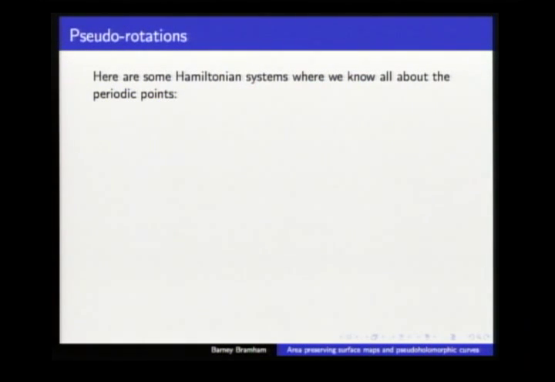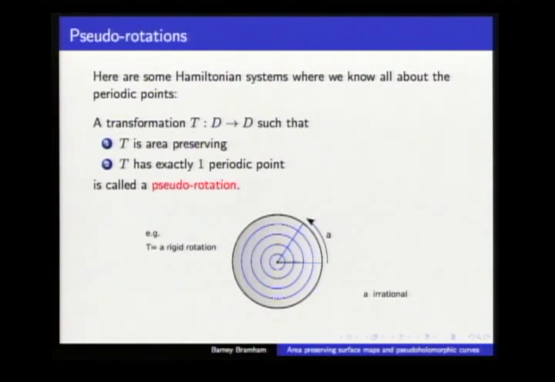So here are some Hamiltonian systems where we know all about the periodic points. But it turns out that the dynamics, unsurprisingly, is not determined by this. To what extent can you say something about the rest of the dynamical system? So here are the systems I'm talking about. If there's one definition in this talk I'd like you to try and roughly remember for the rest of the talk, this will be it.